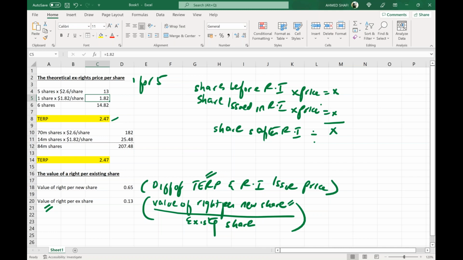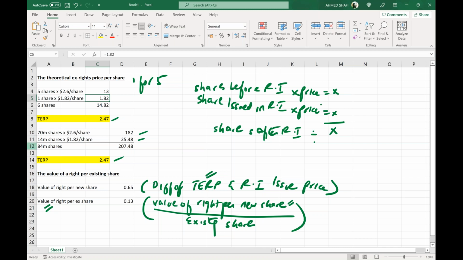You can also do it in total, no need for 1 for 5. Before the rights issue, 70 million shares at 2.6 per share is 182 million. During the rights issue, 14 million shares issued at 1.82 is 25.48 million. You can add: combined worth is 84 million shares, 207.48. Again, divide to get 2.47. Okay, this is TERP.